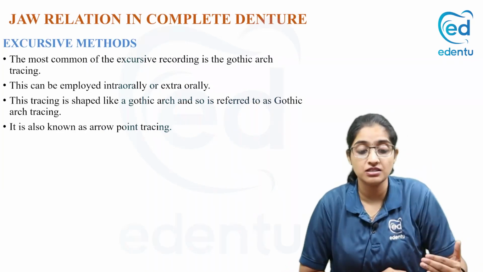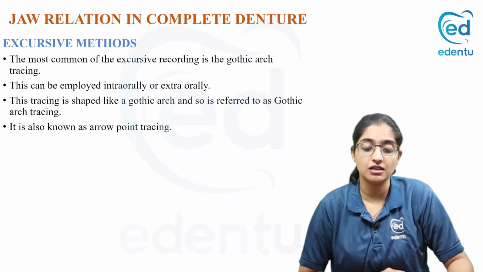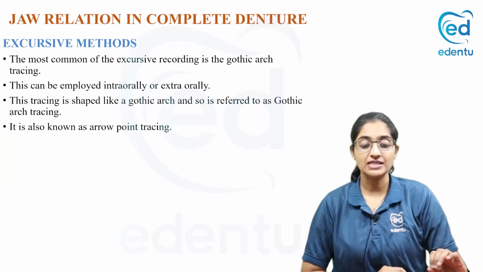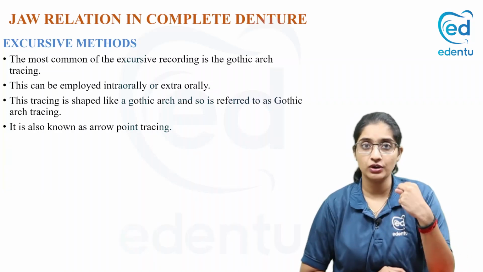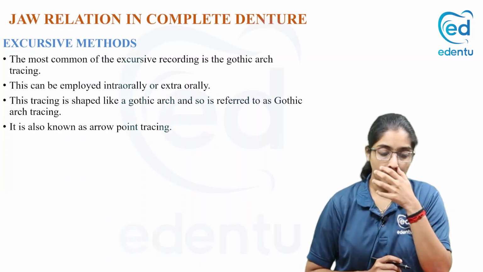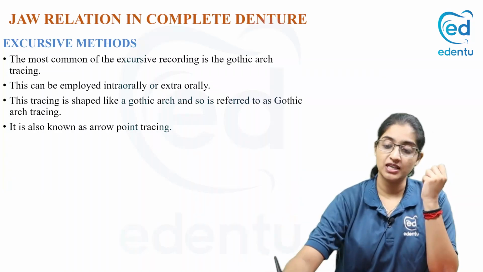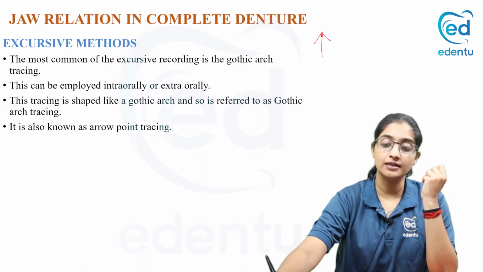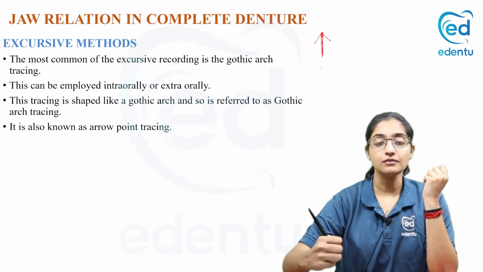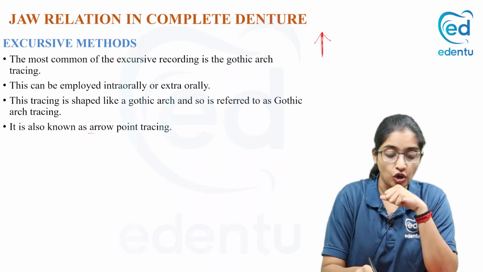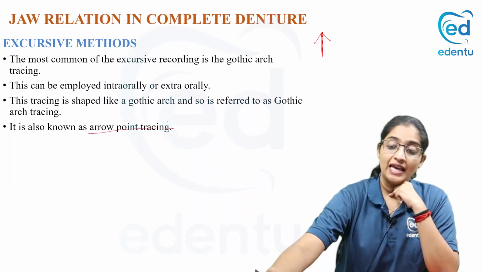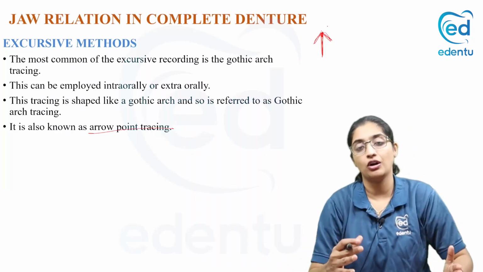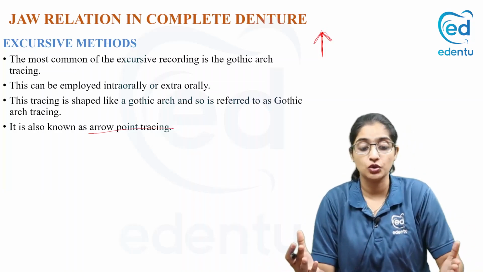Coming to recording the excursive movements. The most common method of recording excursive movements is done by using Gothic arch tracing. Now, this can be employed two ways, either intraorally or extraorally. When the recording comes, it comes like an arrow, a sharp pointed arrow. Okay. Now, it is also called an arrow point tracing. Earlier, during the Gothic arch period, these kinds of shapes were called Gothic arches. So, that's why it's called a Gothic arch tracing.